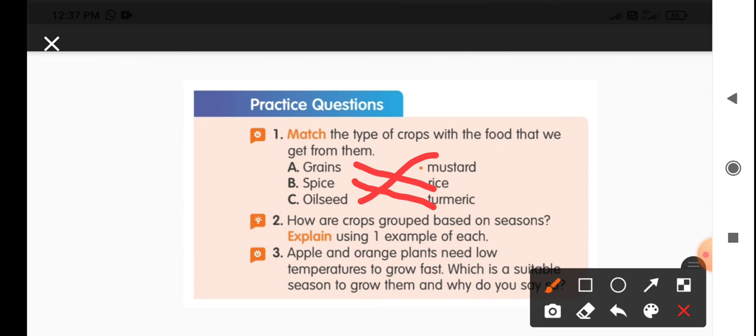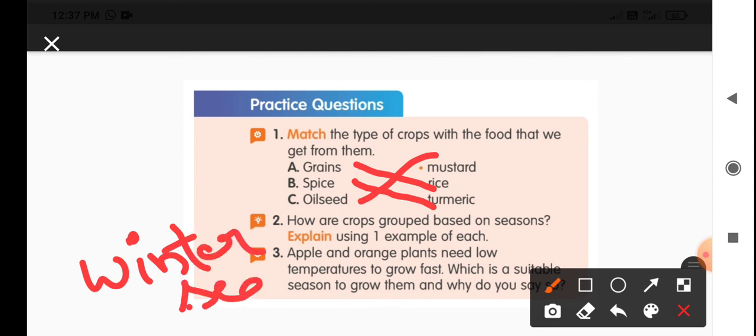And the third one, apple and orange plants need low temperatures to grow fast. Which is a suitable season to grow them, and why do you say so? As you know, these are crops which need a smaller amount of water. Those can be grown in winter season. In winter season the rains are less, and they need less water for growing anyhow. That's why they can be grown in winter season. So write the second one and third one in your notebook, children. At the same time, complete your worksheet, page number 20. Thank you.